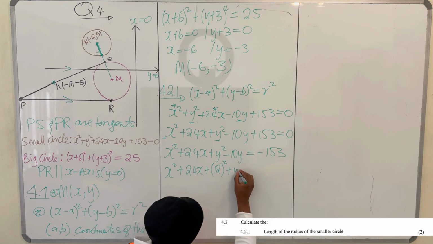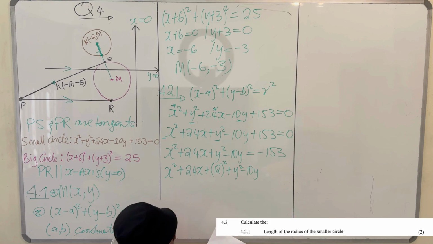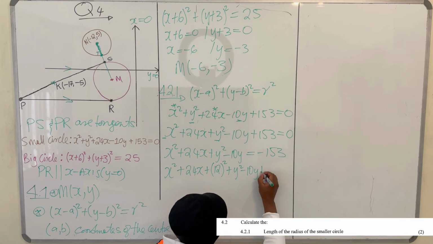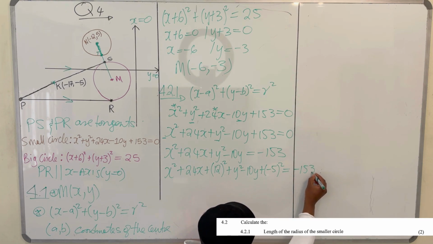You say plus y squared minus 10y. Then what are you going to do? You're going to add half of the coefficient of this, then square. What is the coefficient of y? Coefficient of y is minus 10. What is half of minus 10? It's minus 5. So you're going to add minus 5 all squared is equal to minus 153, right?